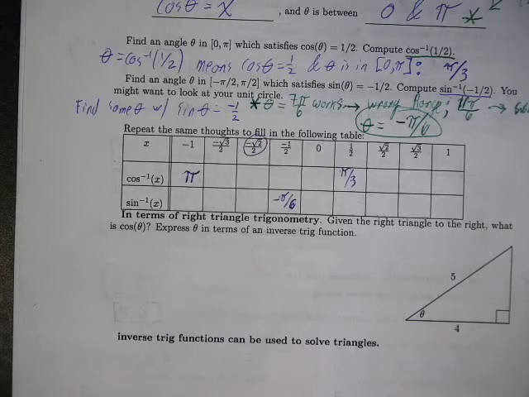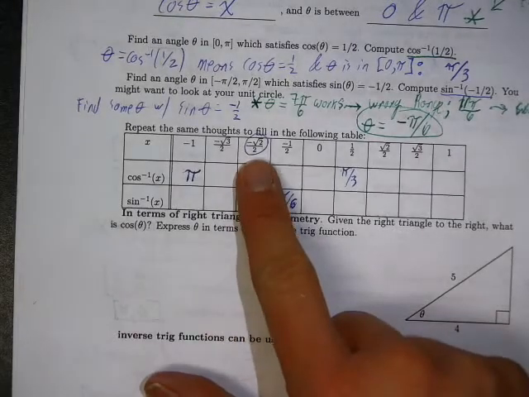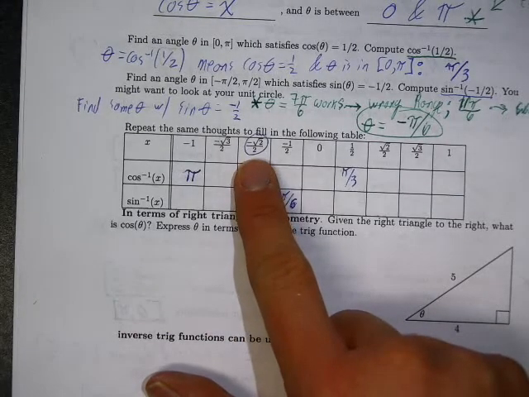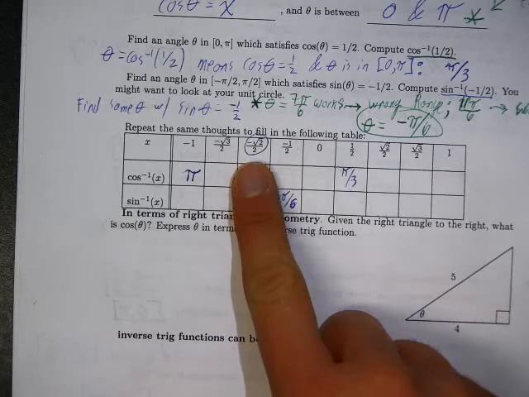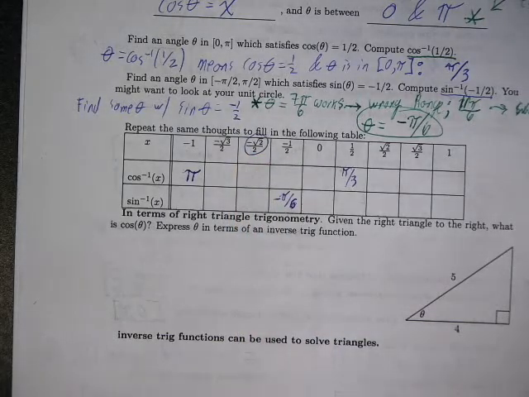Let's fill this in. So if we want to produce inverse cosine of negative root 2 over 2, I need an angle which produces a cosine of negative root 2 over 2. And I think there are 2 points that have that. There's this one, and this one.